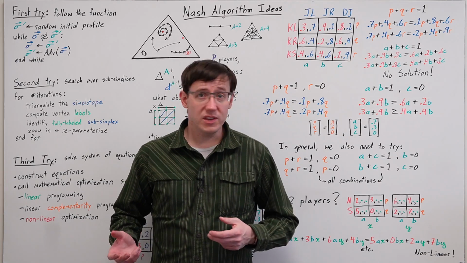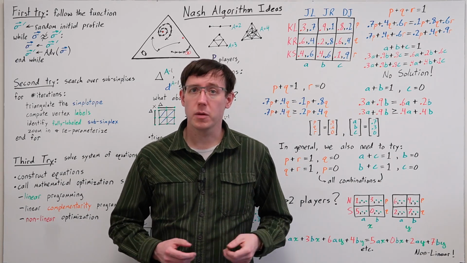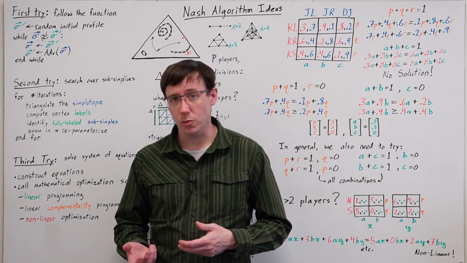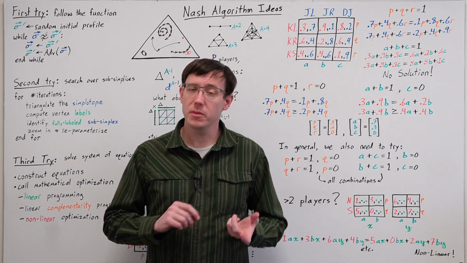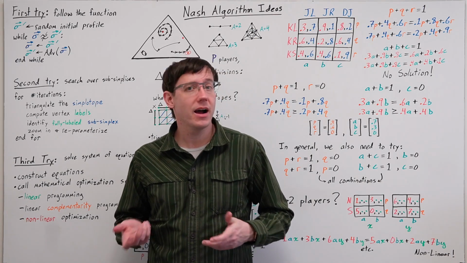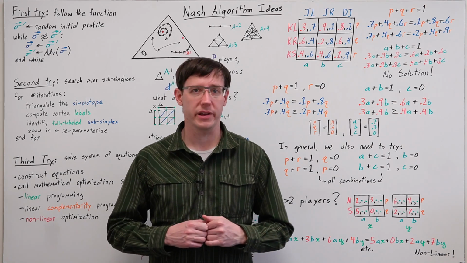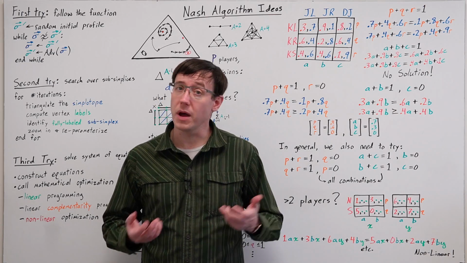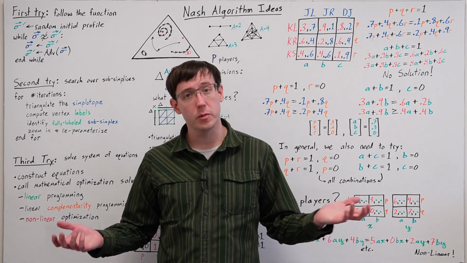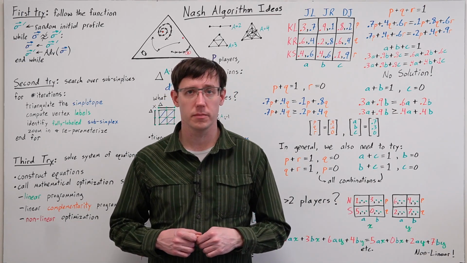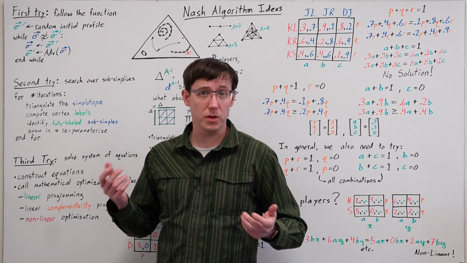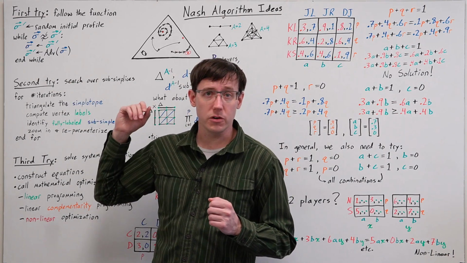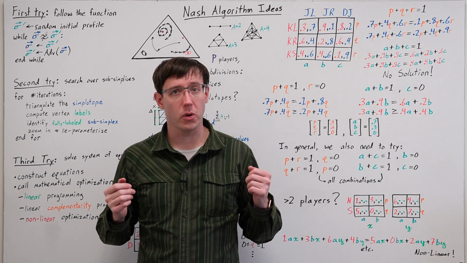Now that we've established the existence of Nash equilibria, but found that our proof techniques were non-constructive, it's time to think more deliberately about how we can compute Nash equilibria in general. So in this video, I want to explore some algorithmic approaches inspired by ideas we've already seen. And the first of these ideas is to simply follow the Nash advantage function until it reaches a fixed point.